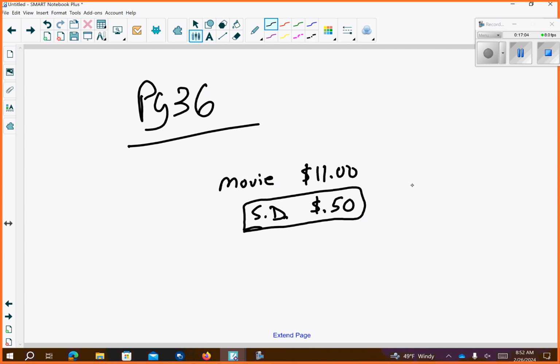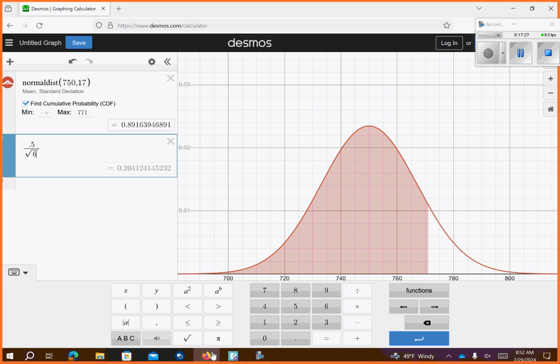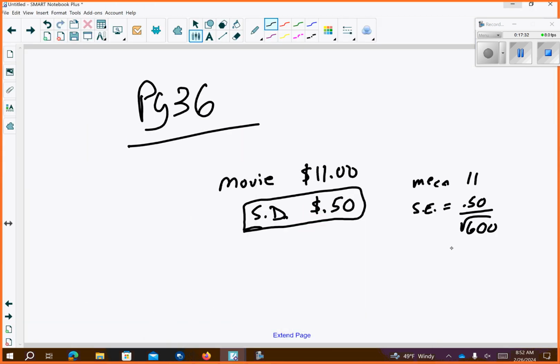All right, so my mean is the 11. My standard error is going to be our 0.50 divided by our square root of 600. So we're going to come up with 0.02 on this. So standard error comes out to roughly 0.02. All right. So draw our sampling distribution. This goes in that blank.